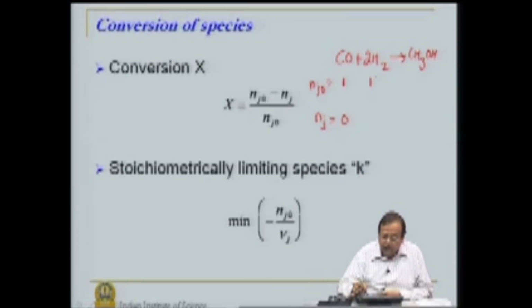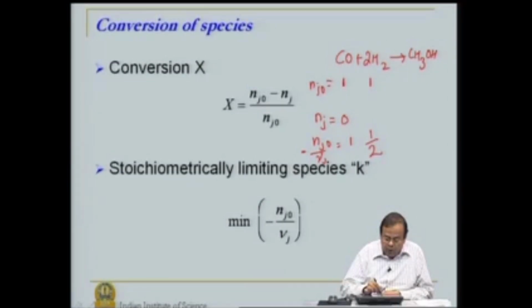How do I find out which is limiting? How did we find that hydrogen is limiting? We look at the ratio of Nj0 and nu j. For example, Nj0 by nu j, taking the negative, for carbon monoxide would be 1, and for hydrogen it will be half. That is, 1 mole we started with and stoichiometric coefficient 2, and we look for the minimum of these ratios, 1 and half. If there are more species, we will look at each of these ratios Nj0 by nu j, and the species for which this quantity is minimum is my limiting species.